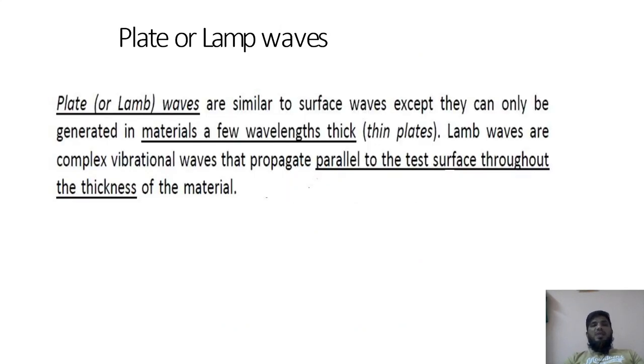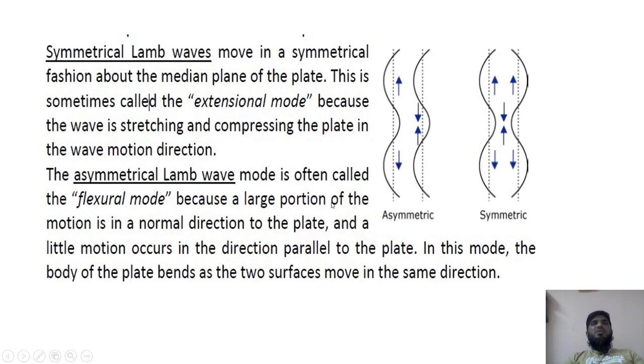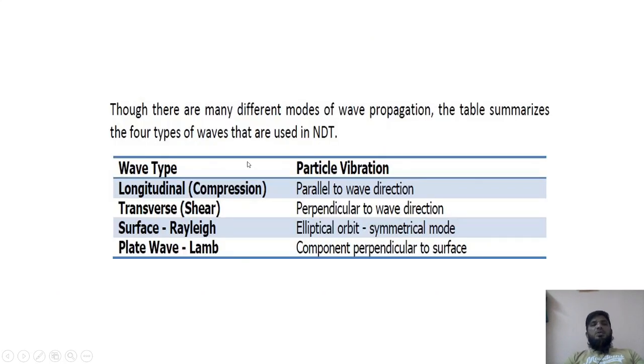Next is Lamb waves. Lamb waves, or plate waves, occur when the thickness of the plate is very small. If you give a frequency to the plate, it will vibrate, and that kind of vibration is called Lamb waves. Lamb waves are of two types, symmetric and asymmetric. Symmetric is where on one side there is an expansion and on the other side a compression, whereas this is called asymmetric. Okay, clear?